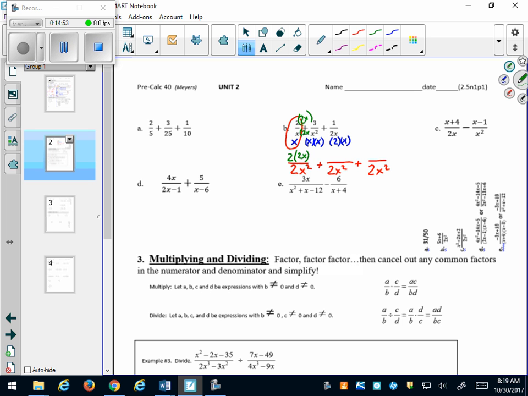Now look at 3 over x squared. What do we have to multiply the bottom by? x squared, what do we have to multiply that by to get it to be 2x squared? 2. So if you multiply the bottom by 2, you have to multiply the top by 2. And the last one is 1 over 2x. What do we have to multiply on the bottom to get it to be 2x squared? Just x. So if we multiply the bottom by x, we have to multiply the top by x.